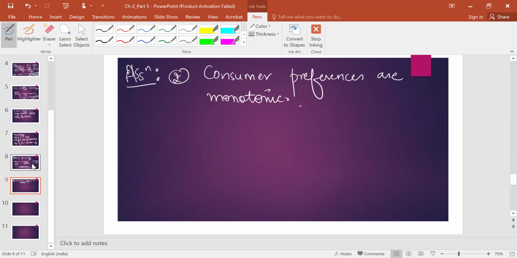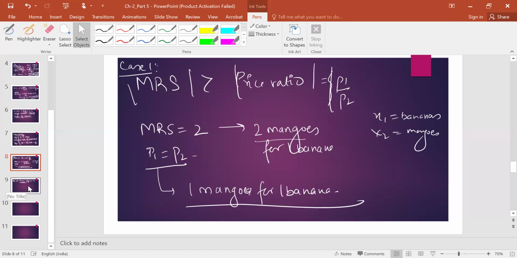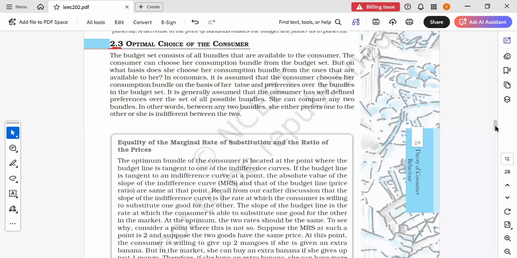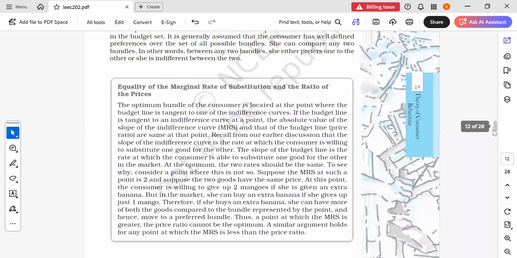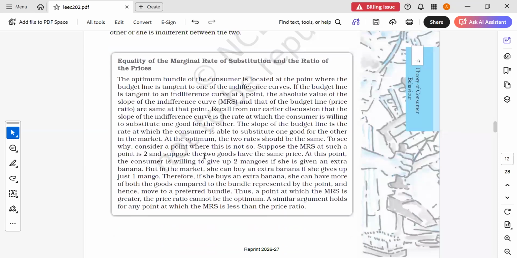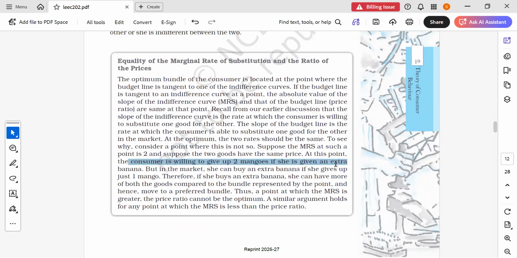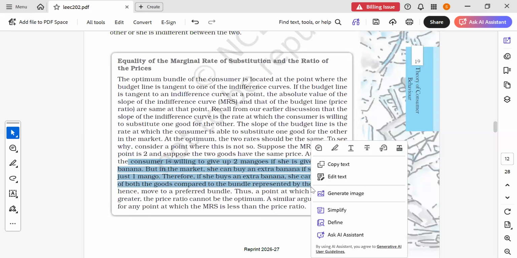All right. Now, 2 mangoes for 1 banana. What happened? Let's understand, like the textbook also, they have given a similar example to us. So MRS is 0.2. Suppose the 2 goods have the same price. At this point, the consumer is willing to give up 2 mangoes if she's given an extra banana. But in the market, she can buy an extra banana if she gives up just 1 mango. Therefore, if she buys an extra banana, she can have more of both the goods compared to the bundle represented by the point.